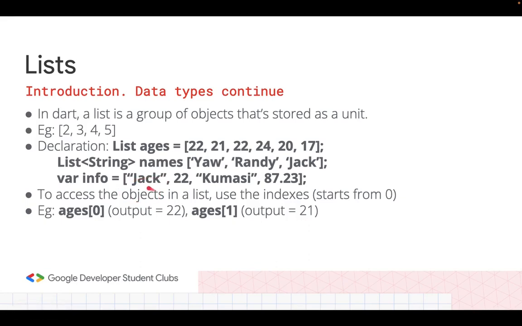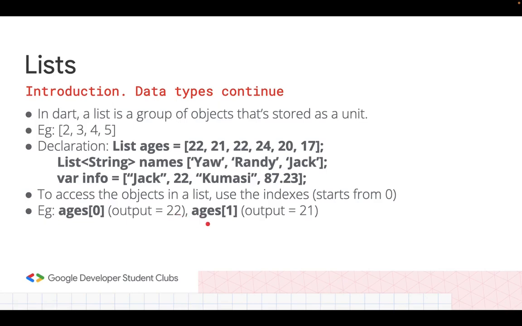The contents of this list are dynamic, because it's a mix of different data types. So we have Jack over here, we have 22. Let's say this is information about one individual in our database. We have the name, the age, the city the person is in, and then his CW or something. So Jack is 22, lives in Kumasi, and has a CW of 87 points, whatever. So these are examples of definitions of lists.